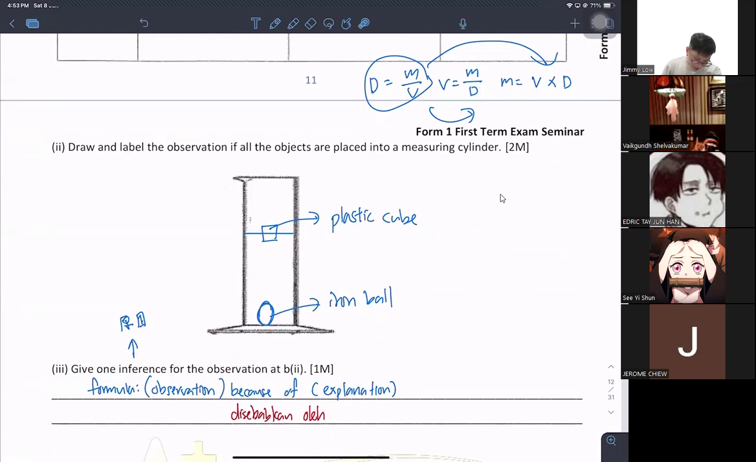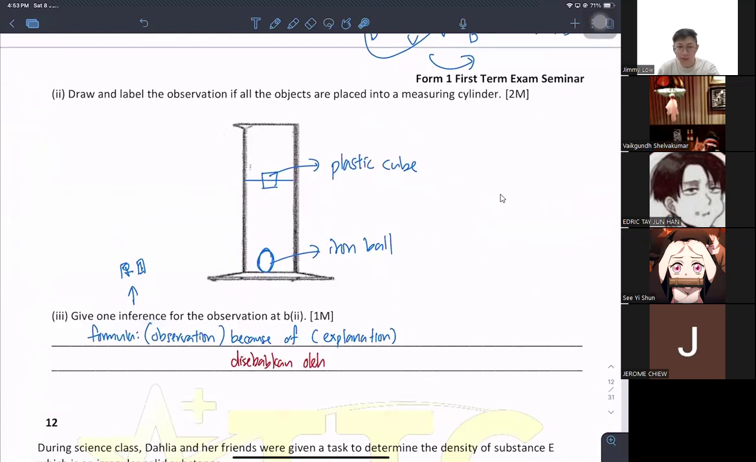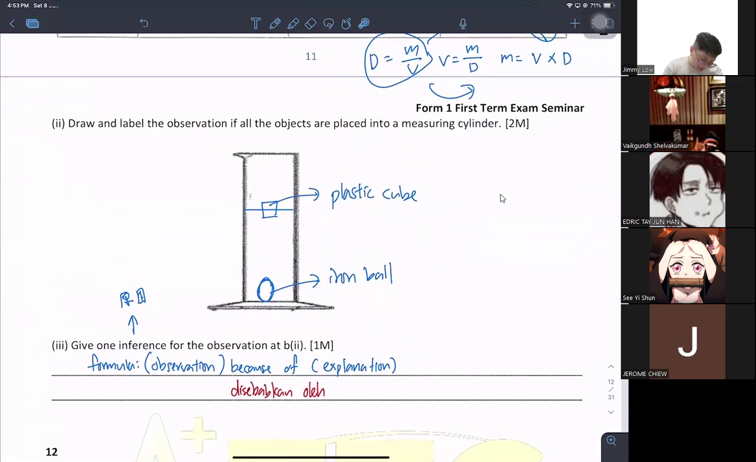So inference: when the question is asking you to give an inference, what is inference? Inference means reason. But for this reason, you don't need to do an explanation. You just give one reason, which is fair enough already. So we have a formula to answer this kind of question. Every single inference shares the same formula. The formula is: the observation is happening because of your explanation. The explanation here is actually the reason.